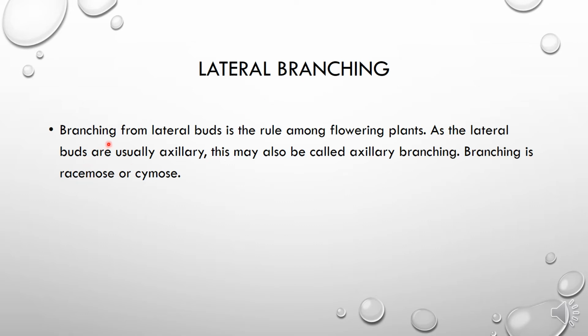Here you have the definition. Branching from the lateral buds is the rule among the flowering plants, as the lateral buds are usually axillary buds. You can say lateral buds or side buds, which are present on the sides of the stem. This may also be called axillary branching, because lateral and axillary have the same meaning. So we also call lateral branching axillary branching. Lateral branching is divided further into two types: racemose and cymose branching.